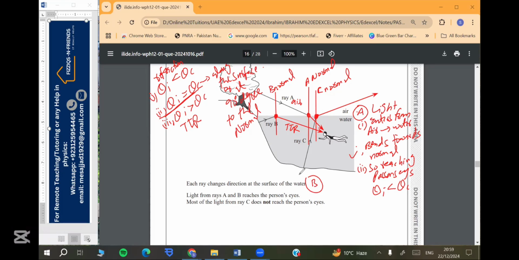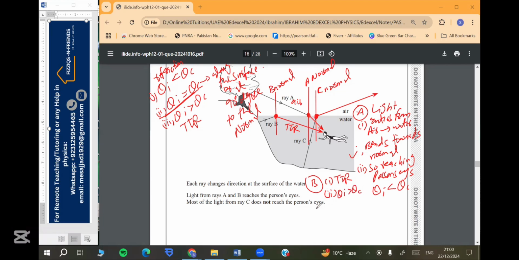For B, again you see the light is reaching the person in only one case. That light is not moving out from here, so it is coming back, therefore the person can see. So in part B, you will see that TIR, total internal reflection, and this is happening because the incident angle is greater than the critical angle.